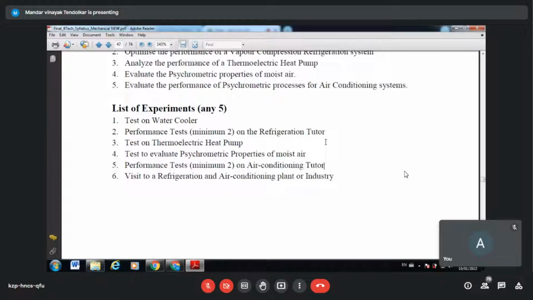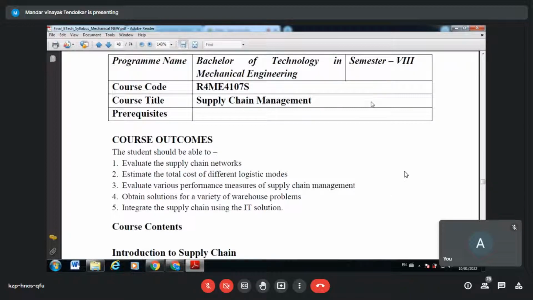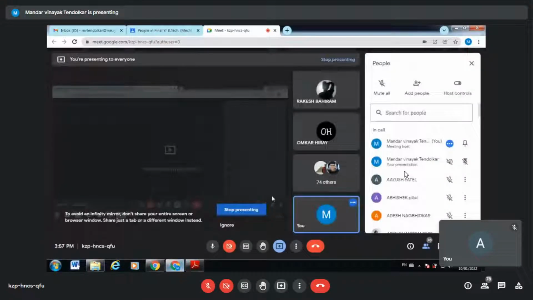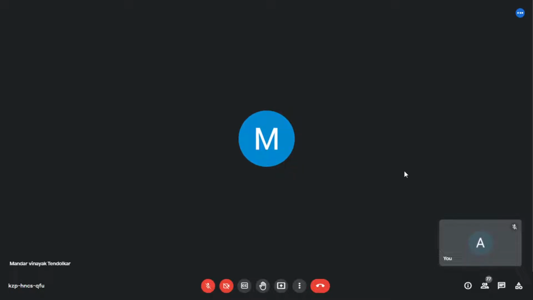Anybody from Nashik? From the entire class? Nashik is famous for cold storage plants. Grapes. Anybody from Nashik? Yes, sir. Yes, sir. Who is he or she? Yes. Who said? Omkar.